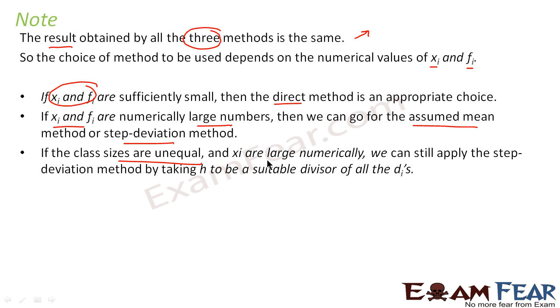If the class sizes are unequal and xi are very large numerically, then we can still apply the step deviation method. So for very huge data, you can apply the step deviation method by finding an appropriate value of H. This is a general note. Try to understand: you use any method, you get the same answer. Which method you use depends on the question. If the data is very huge, you should use the other two methods, assume mean or step deviation. If the data is very small.